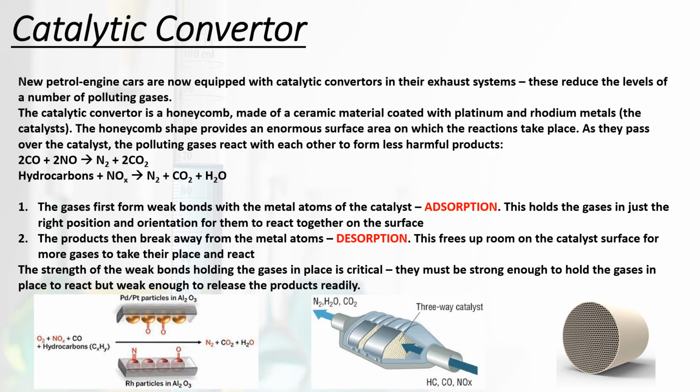And remember that we said that one way to increase the rate of reaction was to have a big surface area, because we have more sites where we can have effective collisions. And so as these gases pass over the catalyst, they react with each other to form less harmful products. A typical example here would be to take carbon monoxide, that's a toxic polluting gas, and nitrogen monoxide. These react together to produce nitrogen and carbon dioxide, less harmful products.